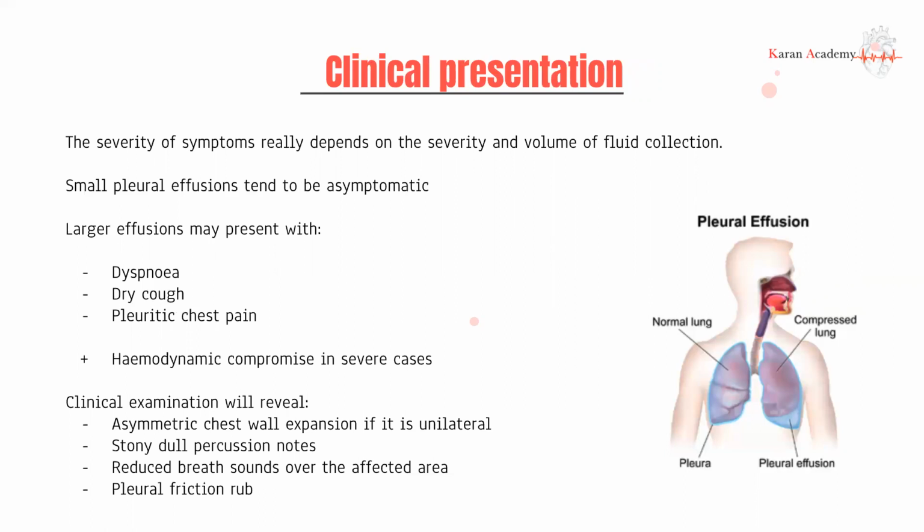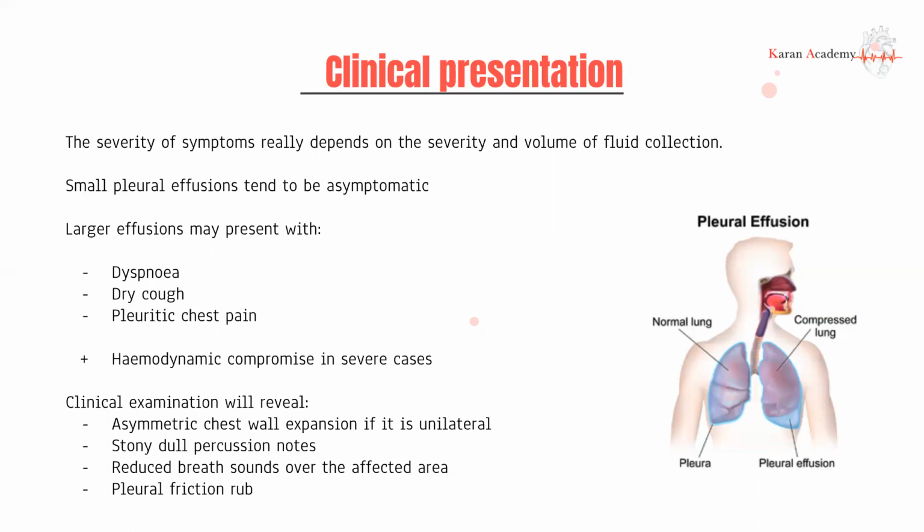Now, the reason you get pleuritic chest pain is because this excess fluid starts inflaming the pleura, and with the pleural inflammation, you get pleuritic chest pain. And as you know, pleuritic chest pain is pain that's worse on breathing in. In severe cases, you can actually have hemodynamic compromise, but this is very rare. And as you can imagine, with enough compression, you can prevent adequate perfusion to the heart.